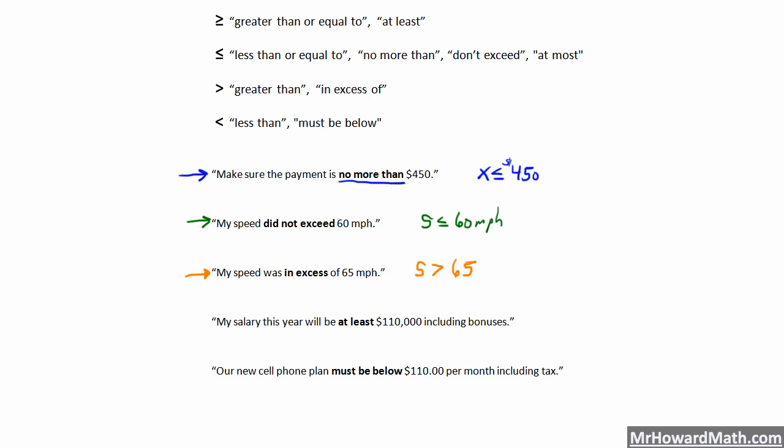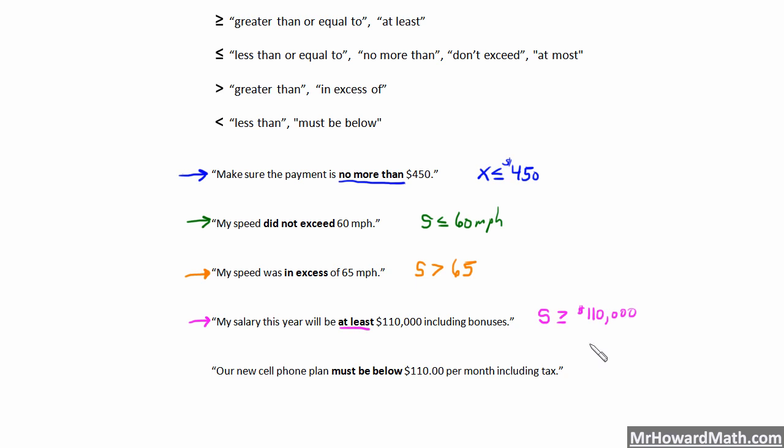All right, let's look at this next example. It says, my salary this year will be at least $110,000 including bonuses. So at least, here it is in our list. At least is greater than or equal to. So if we let S be our salary again, S is greater than or equal to $110,000.